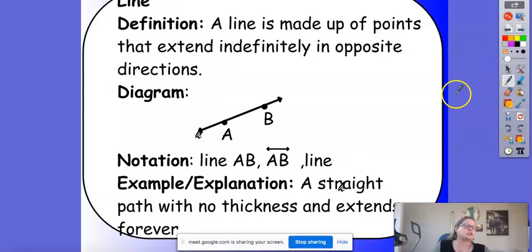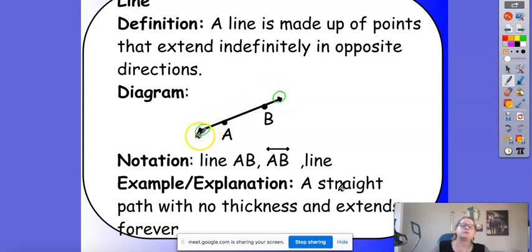The next definition is a line. A line is made up of points that extend indefinitely in opposite directions. So even though right now I only have point A and point B on my diagram, there's an indefinite number of points on this line. I just identify this location on the line, this location on the line. When you see a line, it's going to have two arrows. If it doesn't have two arrows, it's not a line. It's got to have one arrow on each side.